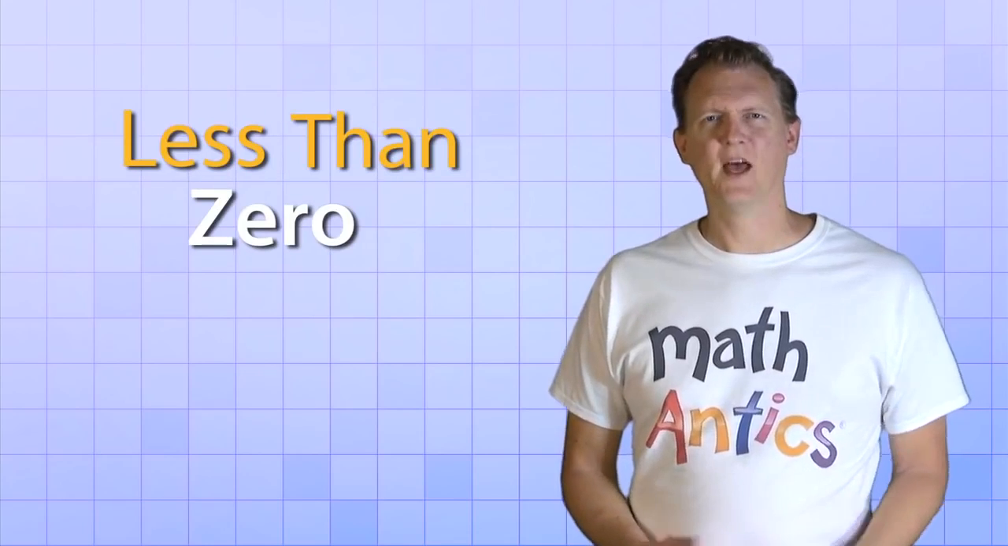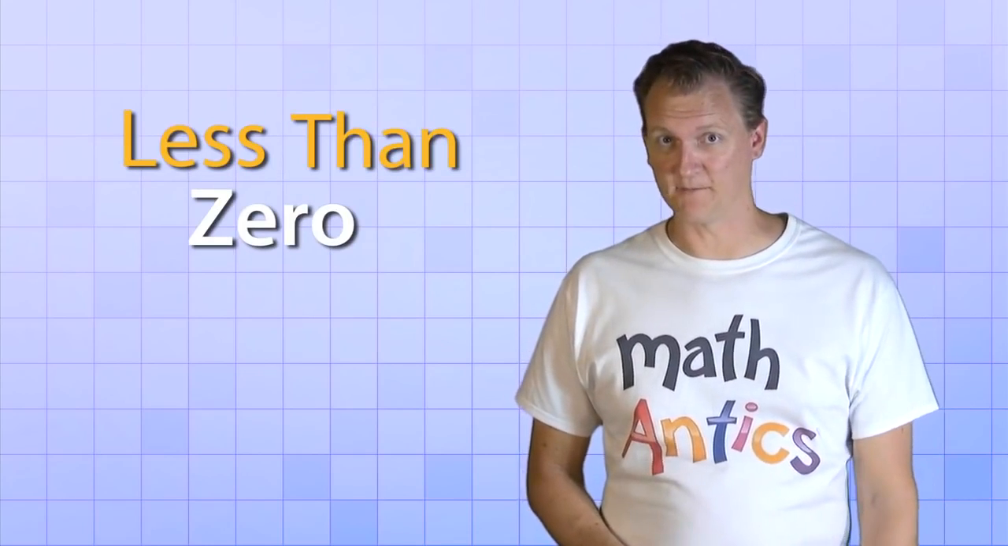Wait, hold on a second. Less than 0? How can any number be less than 0? I mean, doesn't 0 mean nothing? That's a good question. At first, it can be hard to see how there could be numbers that are less than 0. But here's an example that will help you understand.